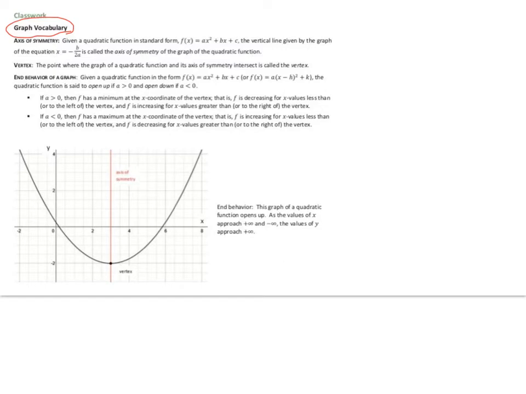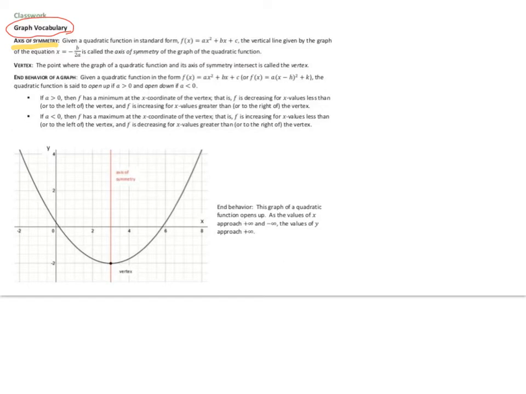Axis of symmetry. Axis of symmetry. Axis is, you've got a car with a wheel on an axis. I think about an axis as something that rotates around. Something rotates around, you get it.